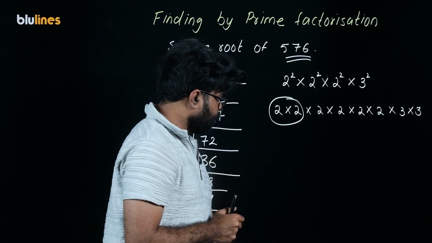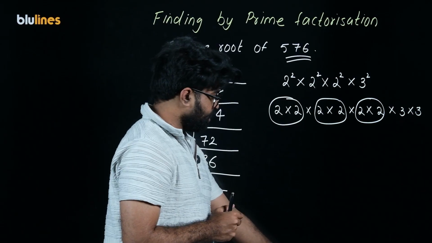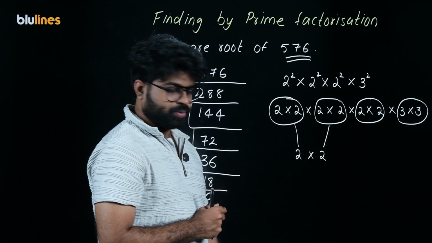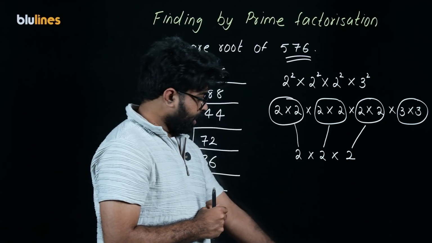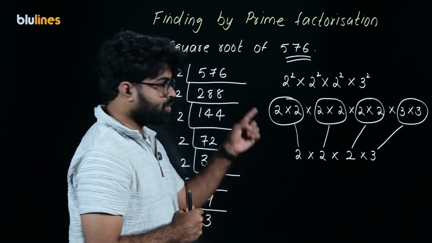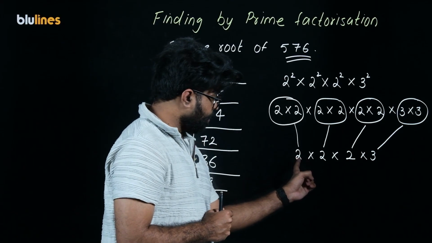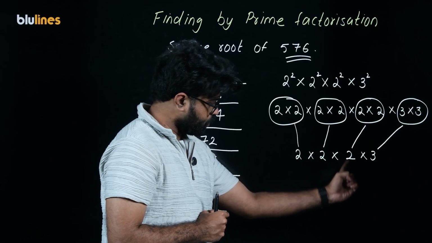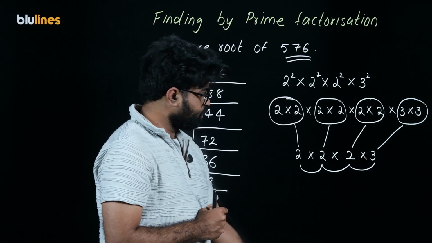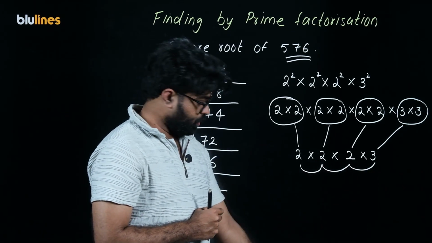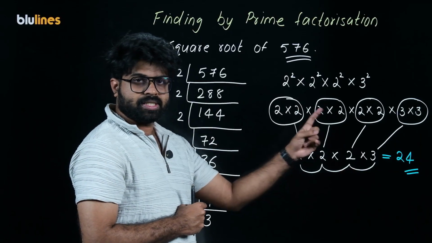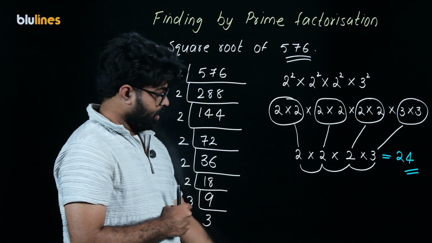So here I have 2, this is a pair, this is a pair. Now I am picking 2. Here also we have a 2. There also a 2, and in next one we have 3. So the square root of this number is the number which gives us this number when multiplied. So 2 multiplied with 2 multiplied with 2 multiplied with 3, which is equal to 2 into 2 is 4, 8 into 3 is 24. So the square root of this number is equal to 24. This is the method by prime factorization.